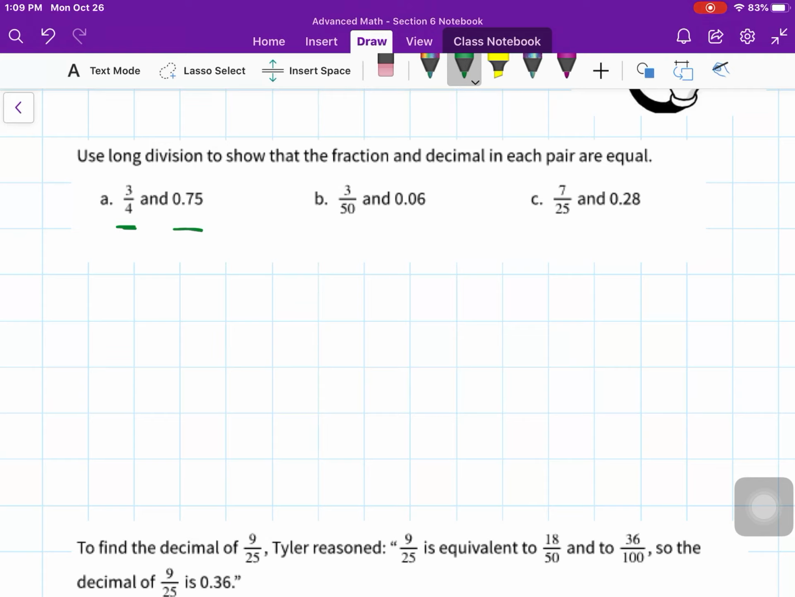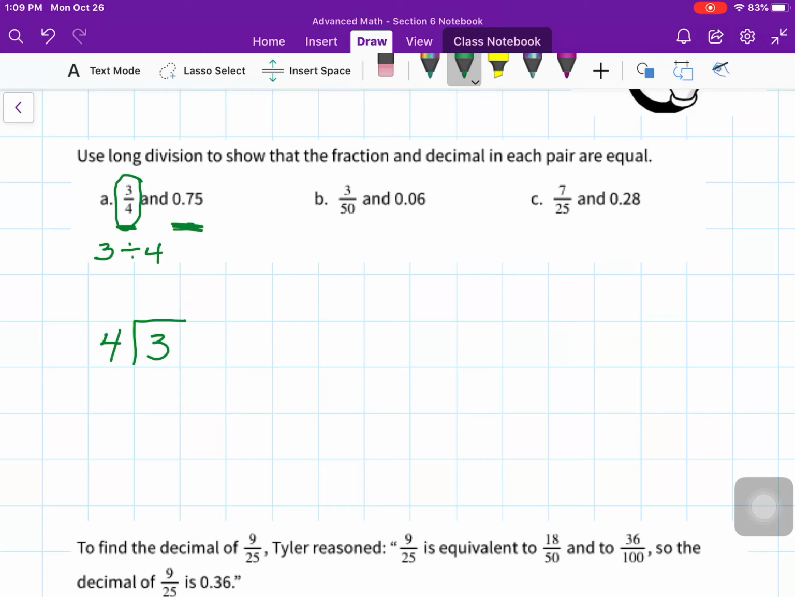You might already know that to be true, but in these directions, they're asking us to use long division to show it. So we take this fraction, 3/4, and we can rewrite it and think of it as a division problem and say 3 divided by 4. So we have to use long division to show that 3 divided by 4 equals 0 and 75 hundredths. Easy peasy, we can do that. 3 divided by 4, so 3 is the dividend. And divided by 4, 4 is the divisor, so that goes on the outside. So it looks like that.